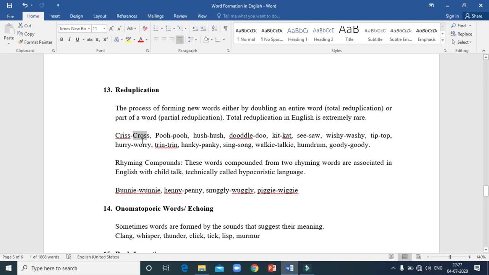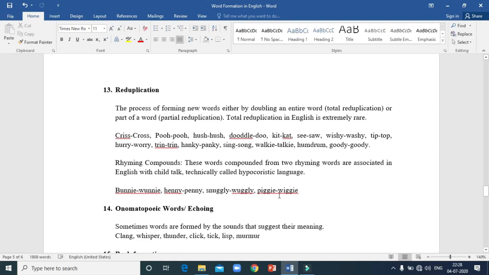Then adinoru sub heading undu, rhyming compounds. Rhyming compounds usually in English language we use it for child talk, kuttigalodu samsarikkanakke vendi use cheyna. It's also called hypochoristic language. Here we derive a new word from two rhyming words. For example, bunny bunny, henny penny, snuggly wuggly, piggy wiggy, etc. In India, I guess Punjabi or even Hindi is a language which uses these rhyming compounds a lot.